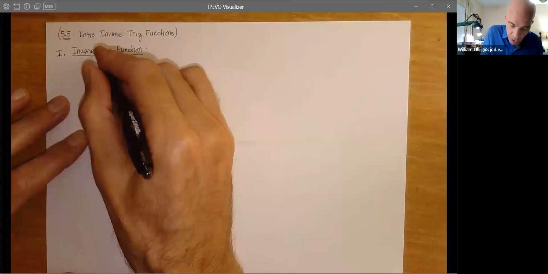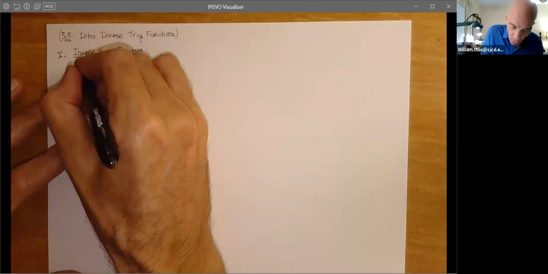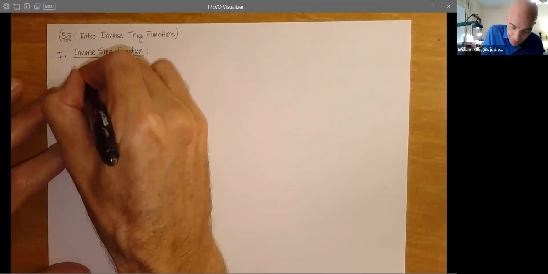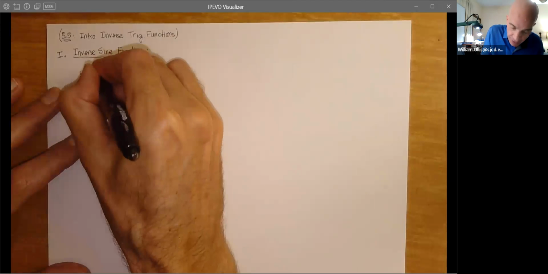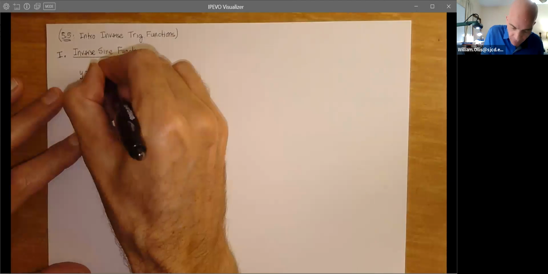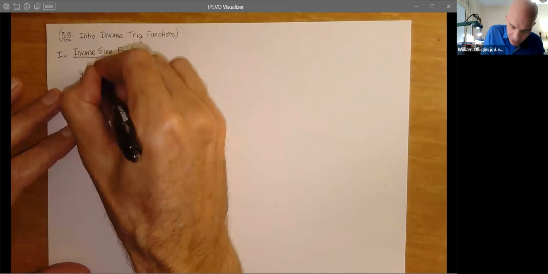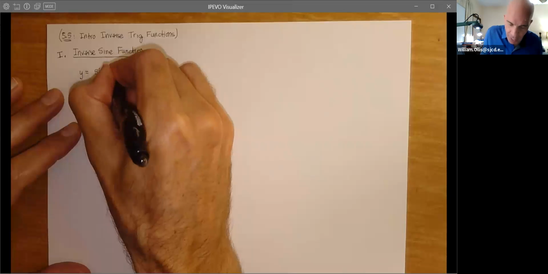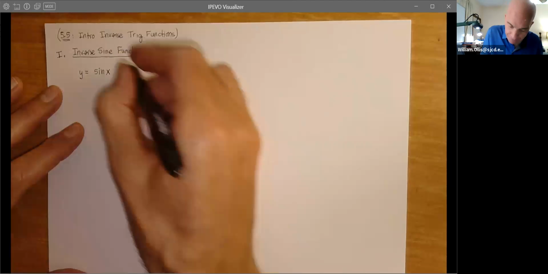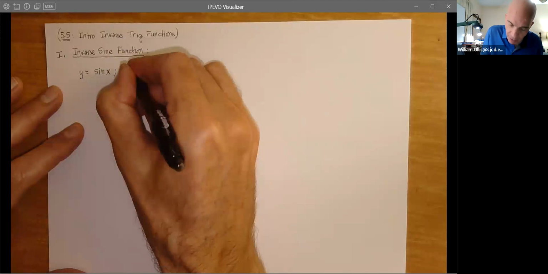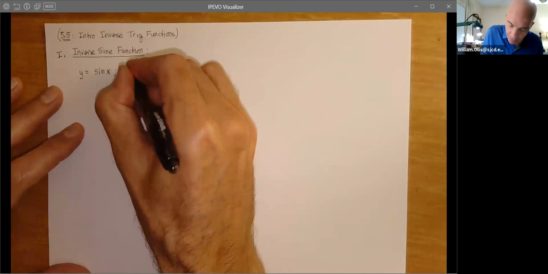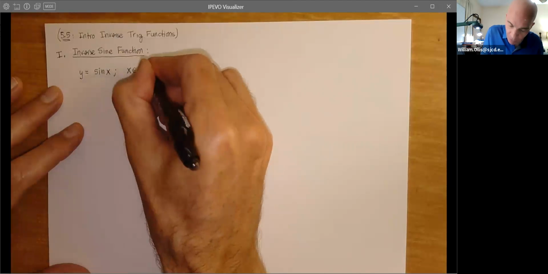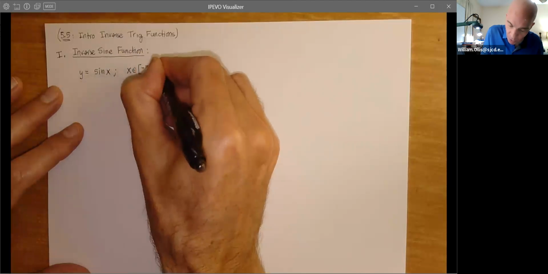So what we're going to do is start with, in this particular case, y equals sine x. And I'll apologize for this, but this is how we're going to have to start. We're going to restrict. We're going to let x live between negative pi over 2 and pi over 2. That's what we're going to start out with.